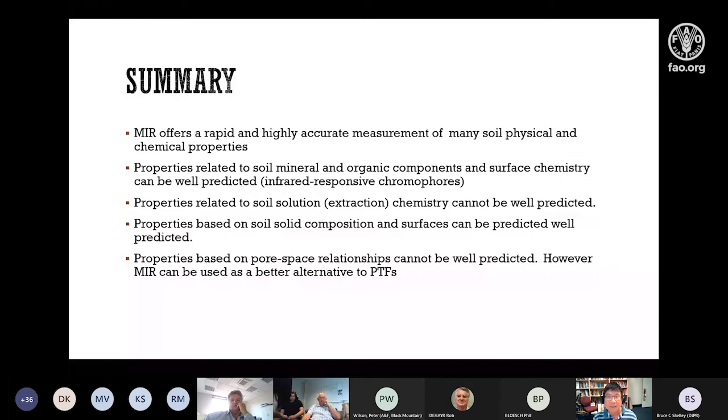So if someone submits a sample in the lab, with just a scan, I think mid-infrared can offer a lot of information, a lot of soil properties, which traditionally would probably cost a lot of money to analyze. But we also have to acknowledge that not all soil properties can be predicted. So we can't overpromise that it will predict all the nutrients. It can predict the total element, but not the available nutrients. I think that's about it.